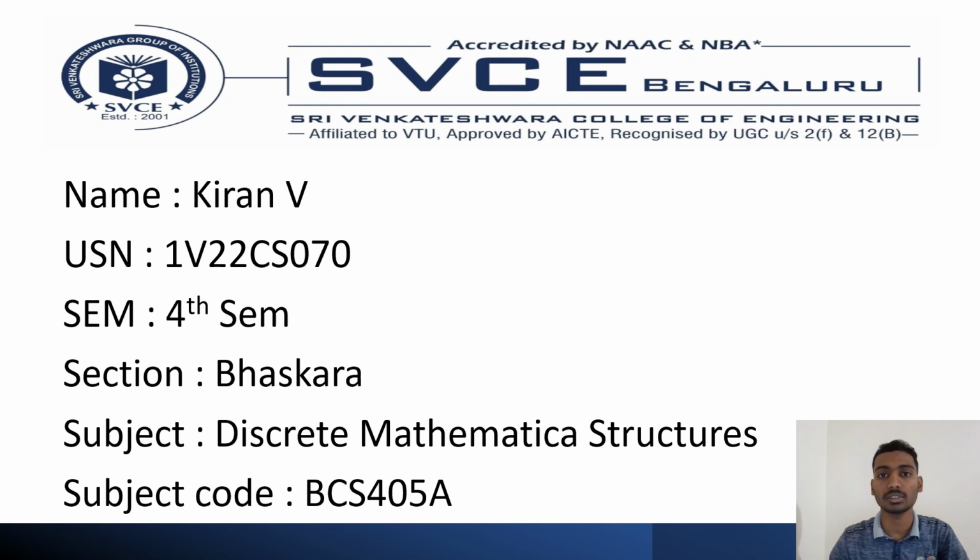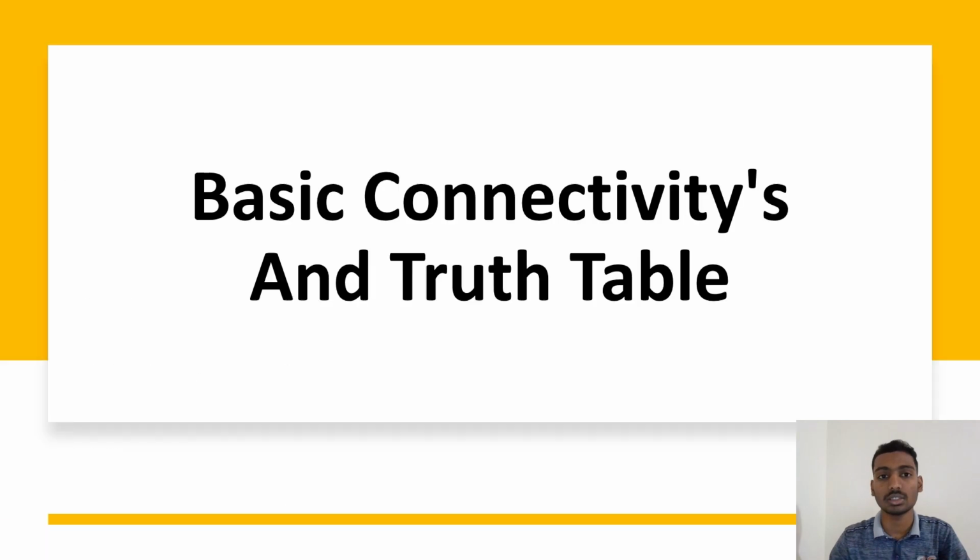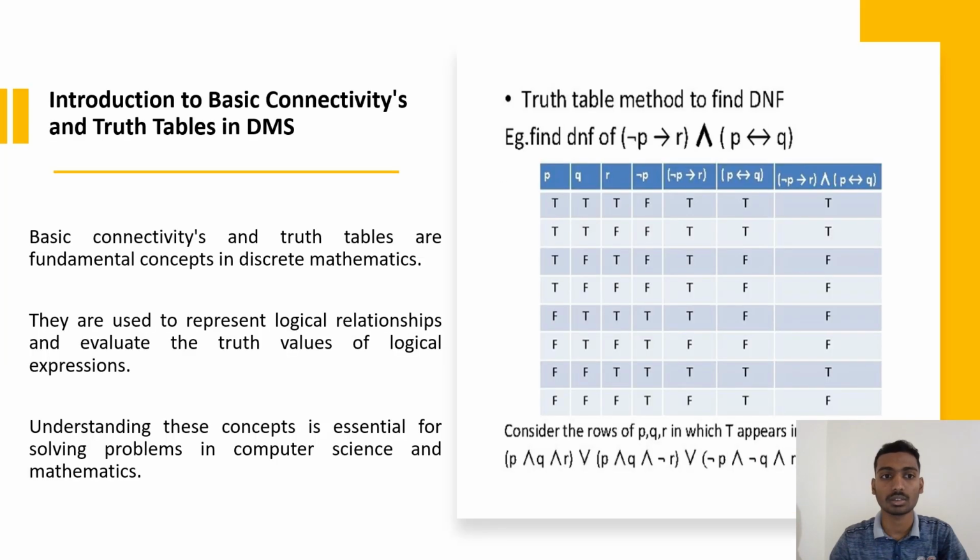Today I am going to explain one of the topics in discrete mathematical structures, that is, basic connectives and truth tables. Let's move on to the introduction to basic connectives and truth tables in discrete mathematical structures, that is DMS. These are fundamental concepts in discrete mathematics. They are used to represent logical relationships and evaluate the truth value of logical expressions. Understanding these concepts is essential for solving problems in computer science and mathematics.